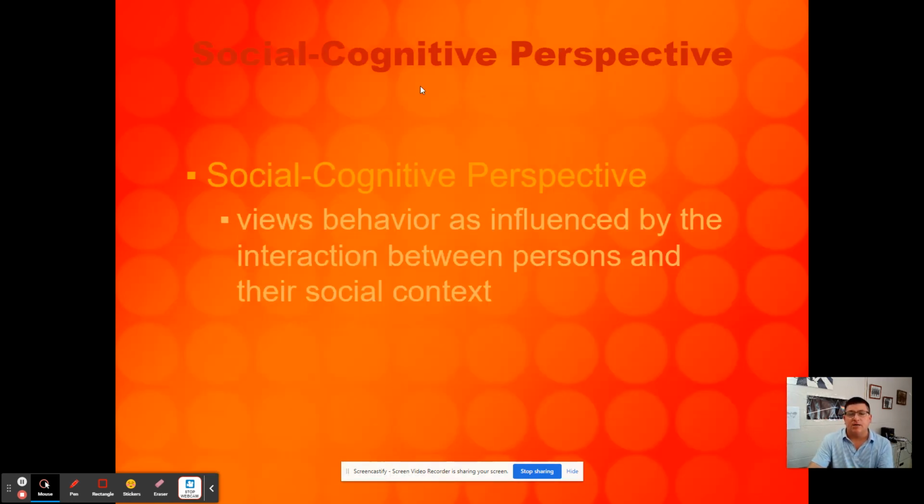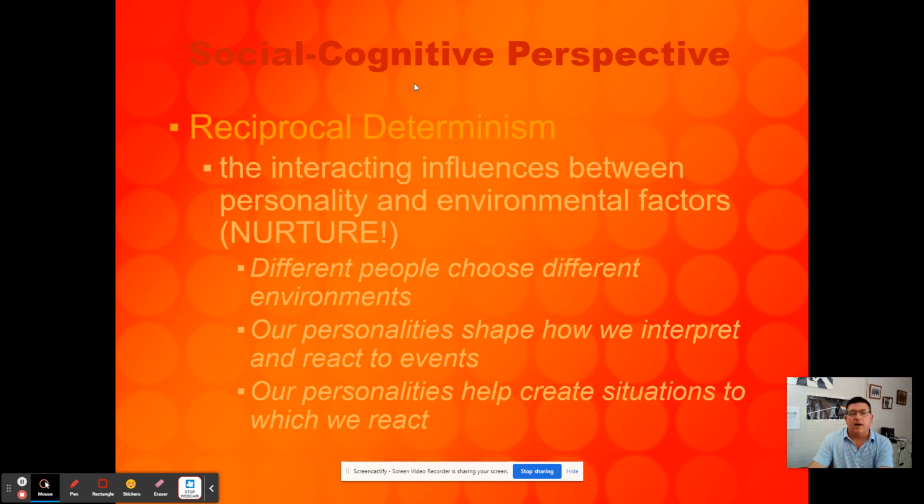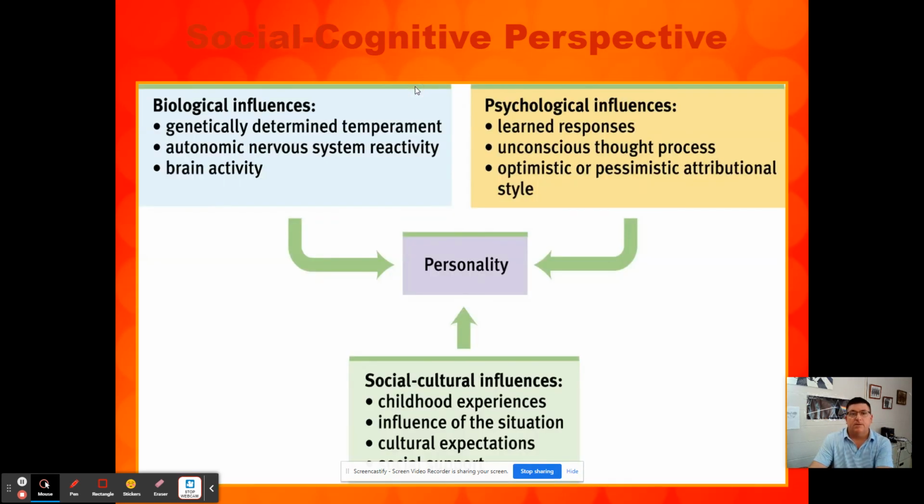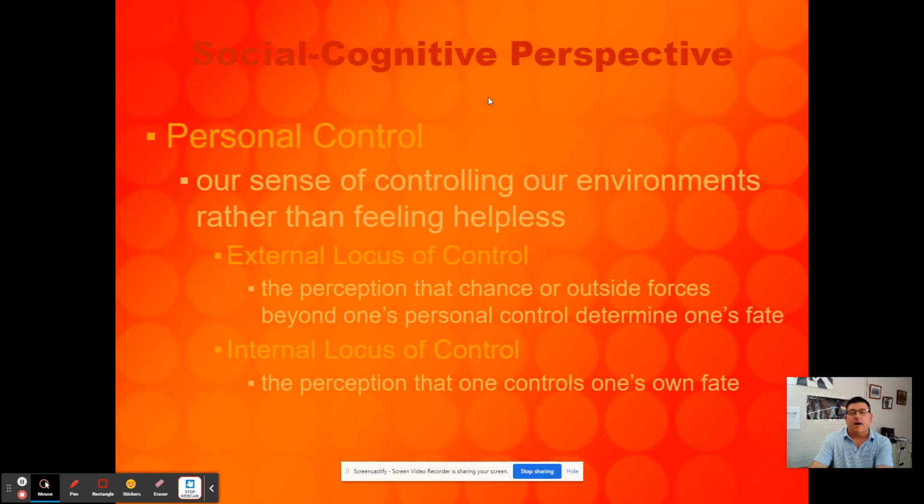All right, the social cognitive perspective views behavior as influenced by the interaction between people and their surroundings. It makes sense. Social cognitive, social is people, cognitive is mental processes. All right, a couple terms here: reciprocal determinism, the interactive influence between the personality and the environmental factors. Nurture. All right, personal control, external versus internal. Our sense of controlling our environments rather than feeling helpless.